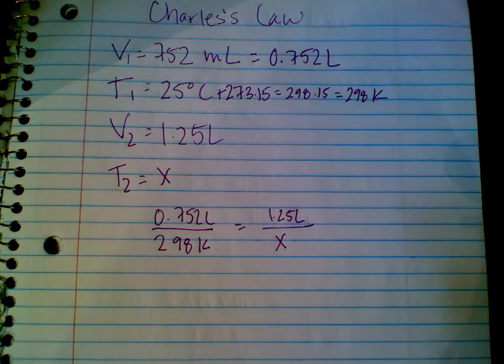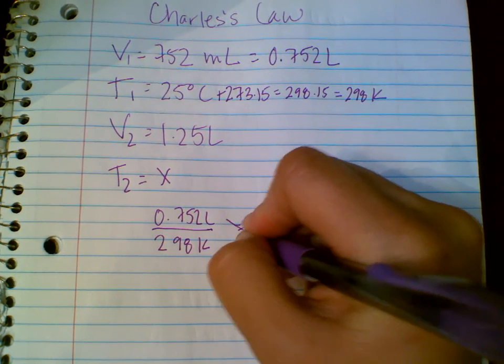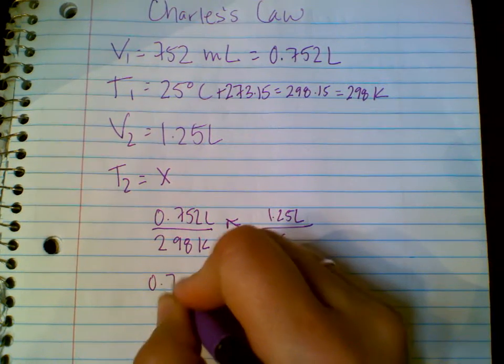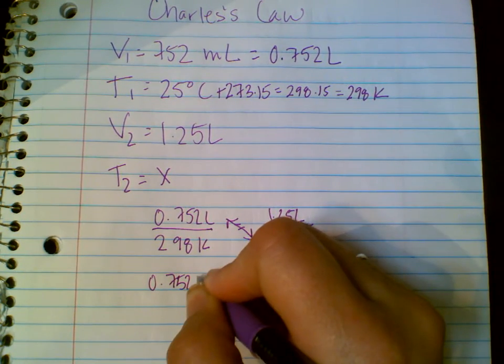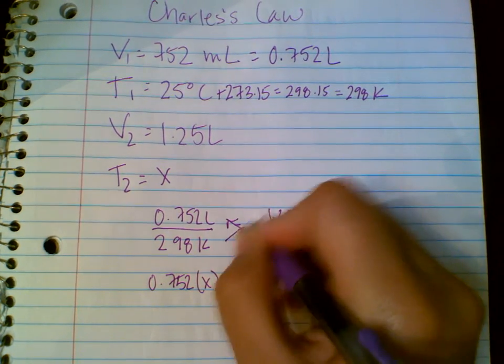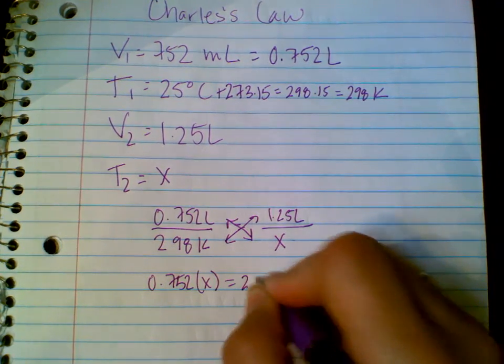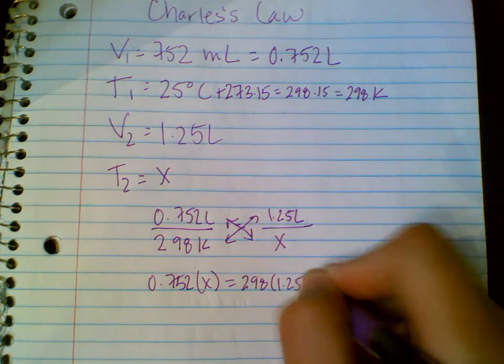And the easiest way to solve these is to cross multiply. So I'm going to multiply these together. So I'm going to have 0.752 times X, and then I'm going to multiply these together, and that's going to be 298 times 1.25.